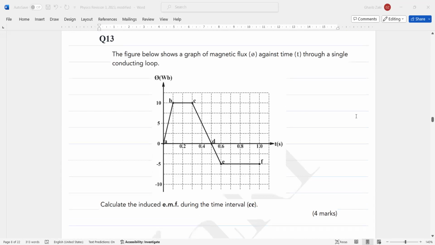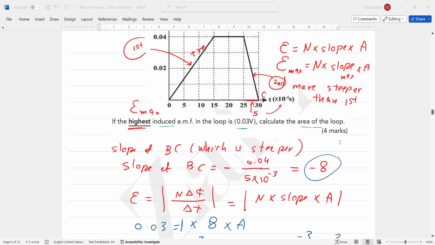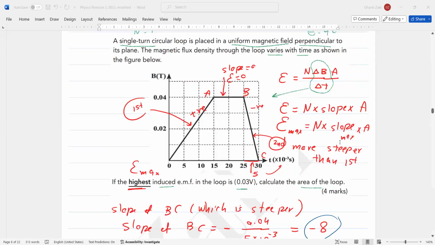Yes, we take the second slope because it's steeper. Find the slope of the first. What is the slope of the first one? Okay, let us resolve here. What is the slope? It is the vertical change 0.04 over the horizontal change, which is 15 multiply 10 to the power negative 3.